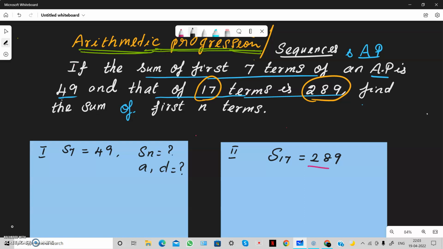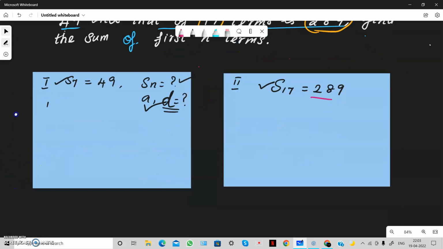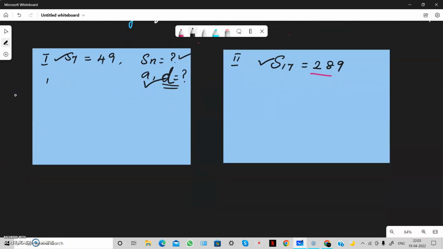In this question we have two cases. The first case is the sum of 7 terms. The second case is the sum of 17 terms. They want us to find the sum of n terms. So first of all we need to find the first term a and the common difference d. If you know both of them, we can find the sum of n terms. So using the two cases, we are going to find what a and d are.